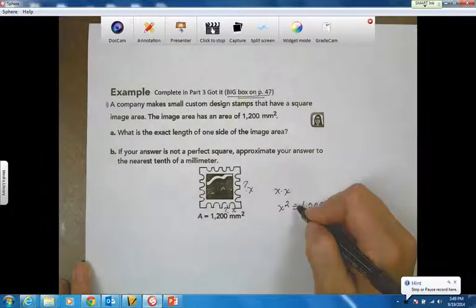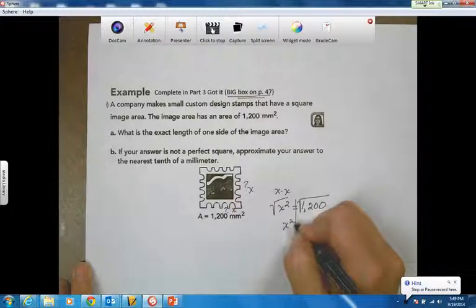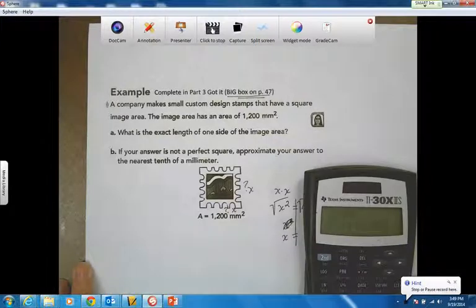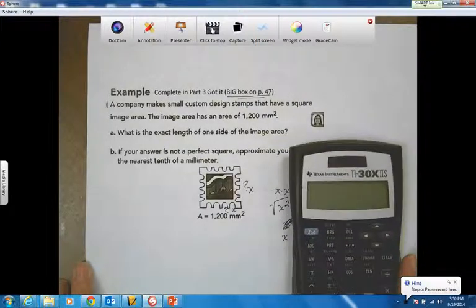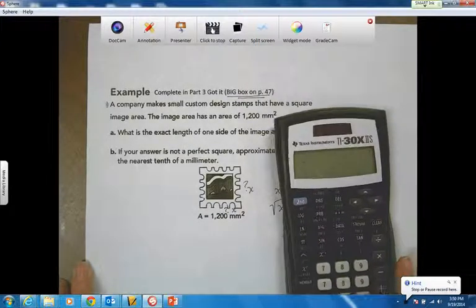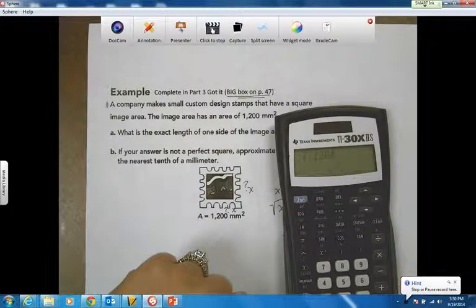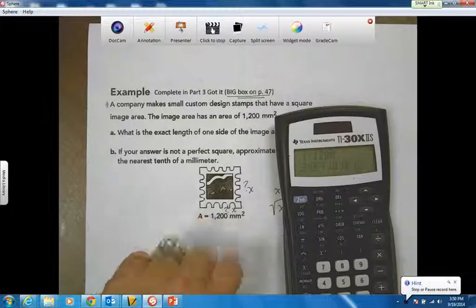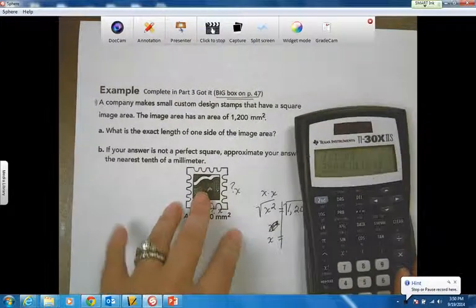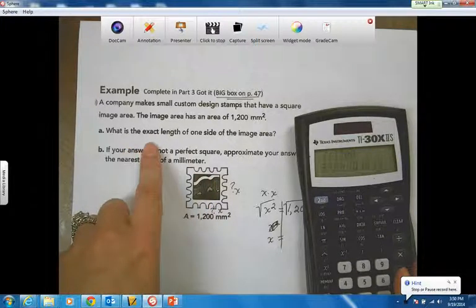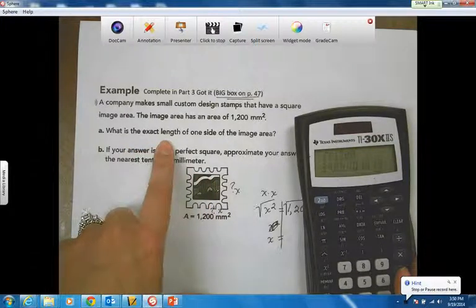So x equals, I'm going to go to my trusty calculator here because I don't know what the square root of 1,200 is. So again, I'm going to go ahead and hit my second and then this. I'm going to type in my 1,200, and that is 34.64. And I'm going to go back and check and see what it asked me to round to. So it says, what is the exact length of one side? Okay, well, the exact length would be the square root of 1,200.